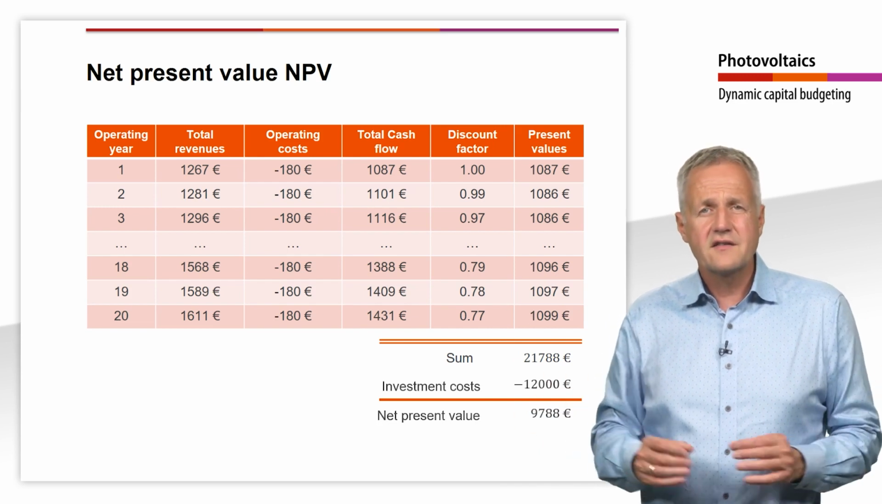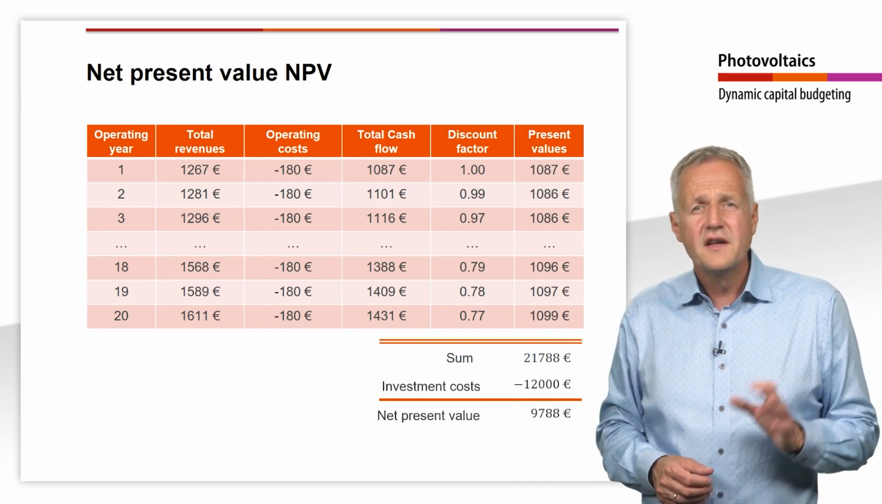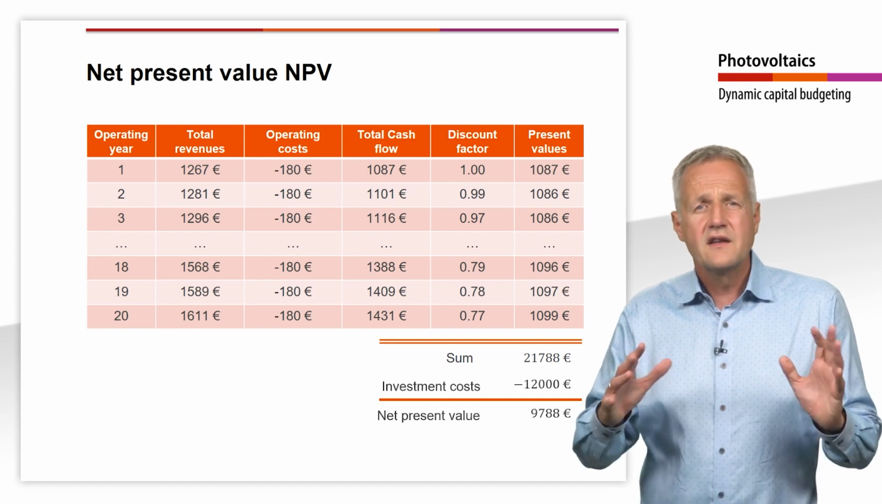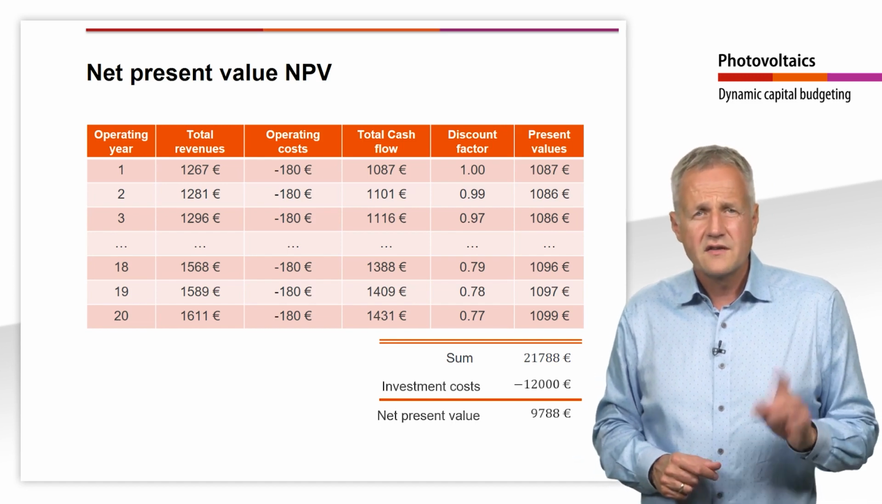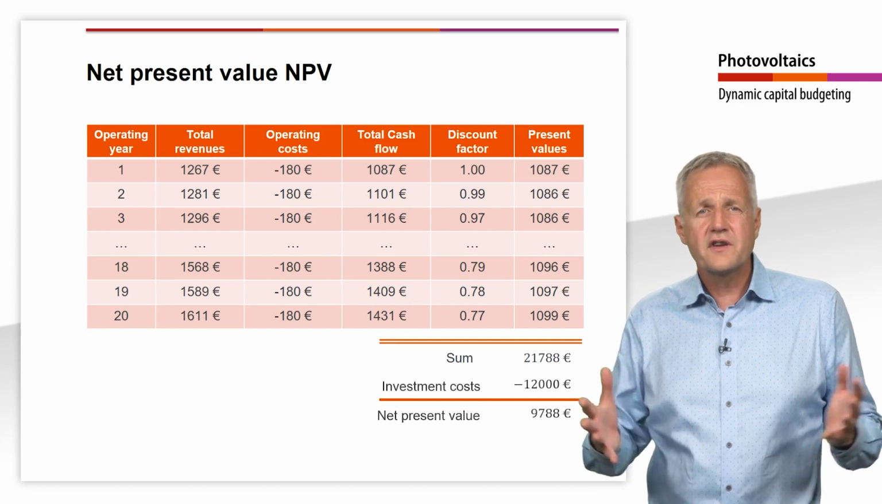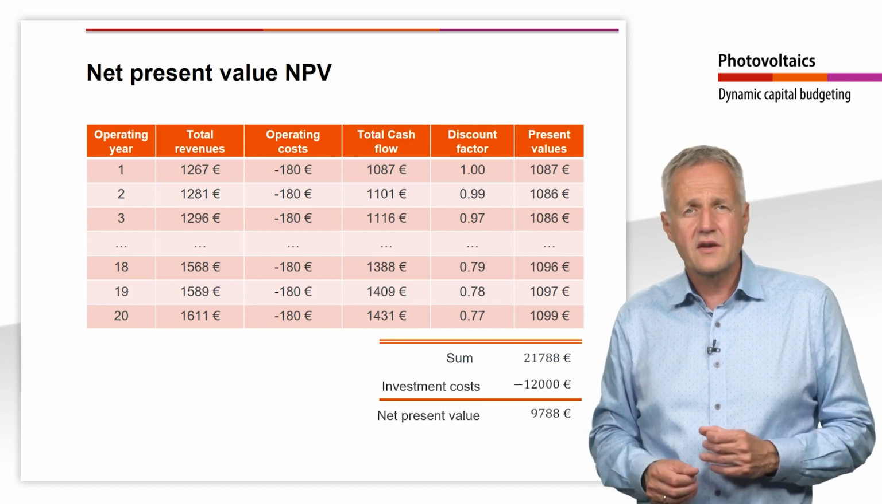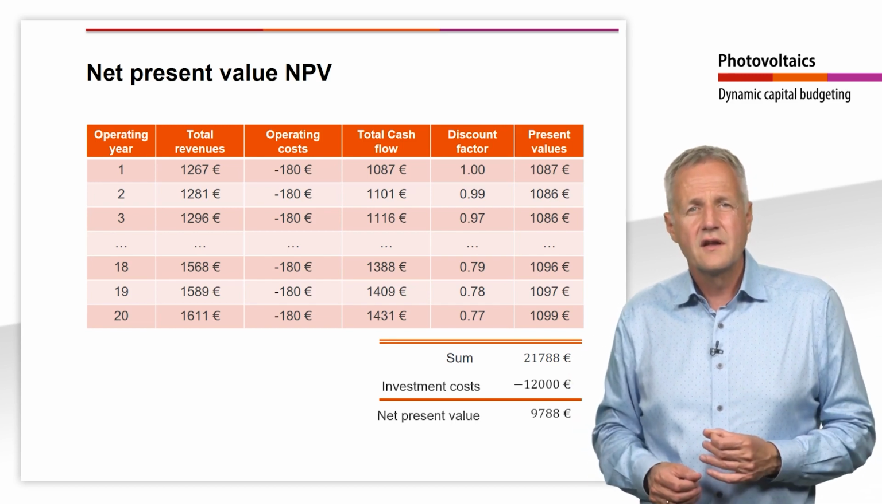If, on the other hand, the net present value is negative, the investment sum is higher than the expected cash flow. The investment thus yields less profit than a risk-free bank investment of the same amount.